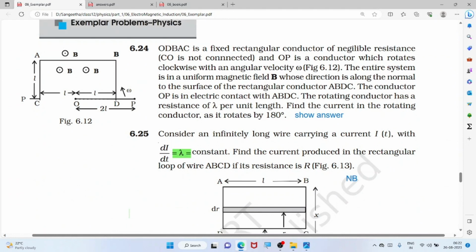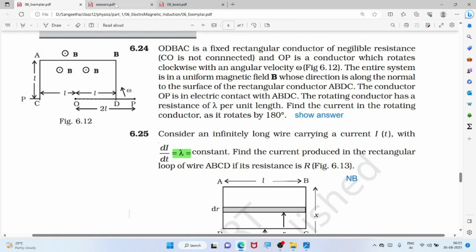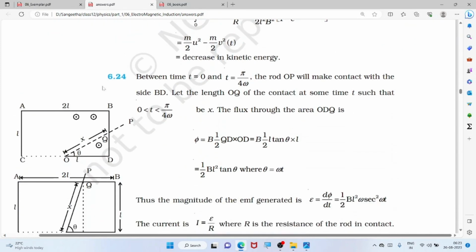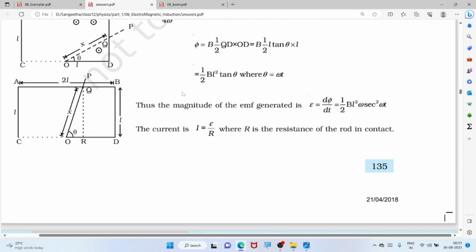The ODBAC is a fixed rectangular conductor of negligible resistance. CD is not connected, and OB is the conductor. This also you can see for 6.24. So you can go through these answers.